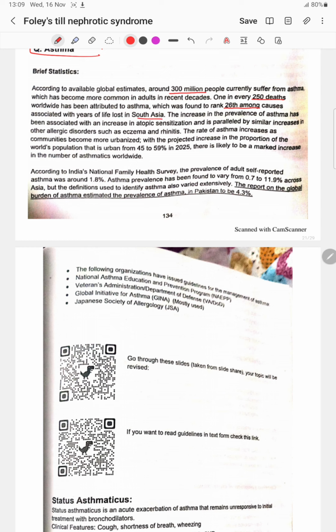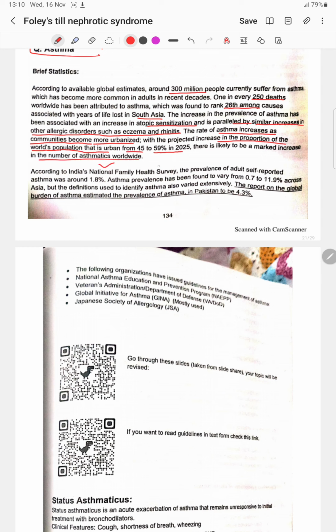The increase in the prevalence of asthma has been associated with an increase in atopic sensitization, and in parallel a similar increase in other allergic disorders such as eczema and rhinitis. The rate of asthma increases as communities become more urbanized, with the projected increase in the urban portion of the world population from 45 to 59% in 2025. That is likely to mean a marked increase in the number of asthmatics worldwide.